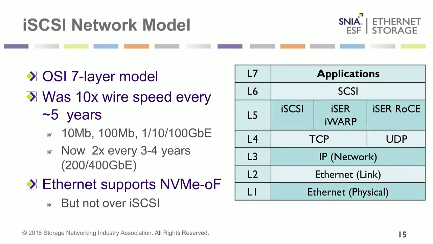Going forward, instead of going 10x every 5 years, the speed of Ethernet is expected to double every 3 to 4 years. And in fact, I think later we'll cover the fact that a lot of the new speed development in terms of the networking wires is going to be based on the same technology for both Fibre Channel and Ethernet going forward. Now, Fred pointed out Fibre Channel as a transport can support NVMe over Fabrics. iSCSI as a protocol does not, but it runs on Ethernet, and Ethernet can also support NVMe over Fabrics, just not using iSCSI.